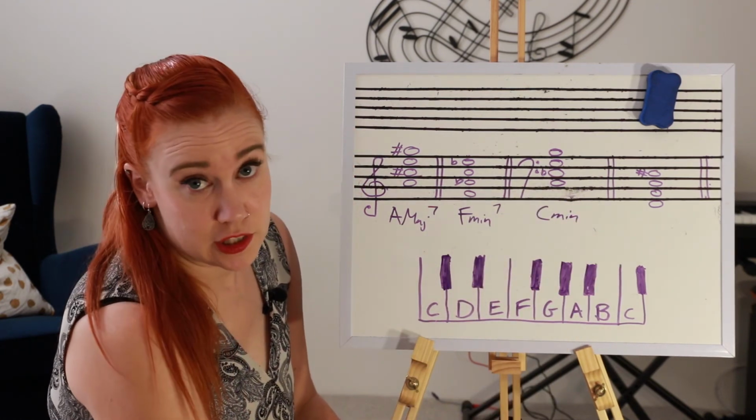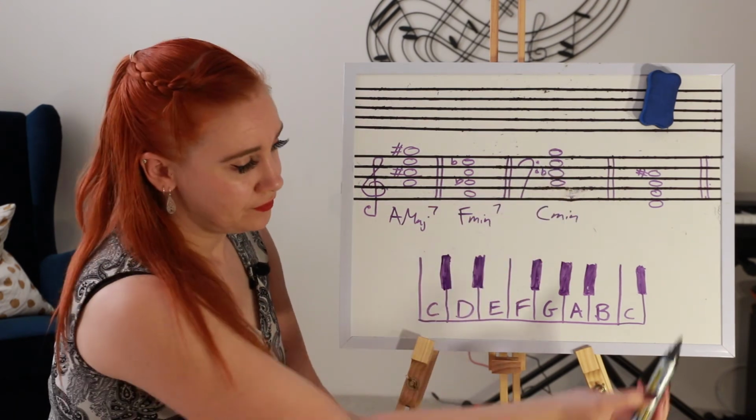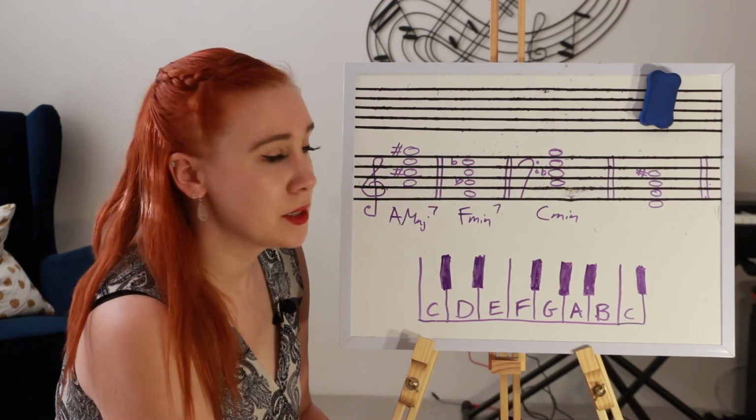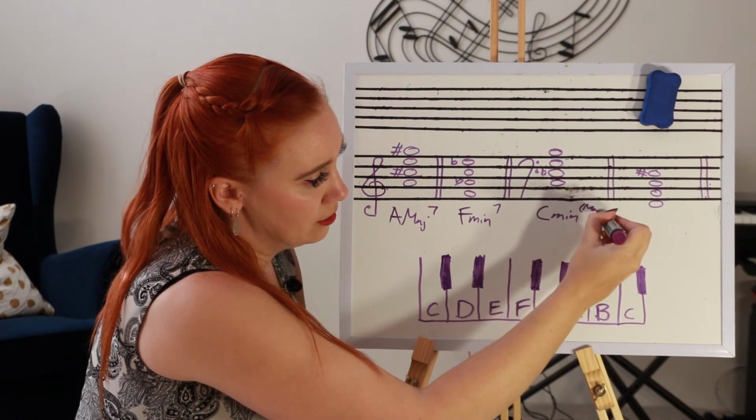Now we want to know the distance between our C and our B up the top here. I'm going to cheat from the octave again. C to B is a semitone, so it's a major 7th. So C minor, major 7.